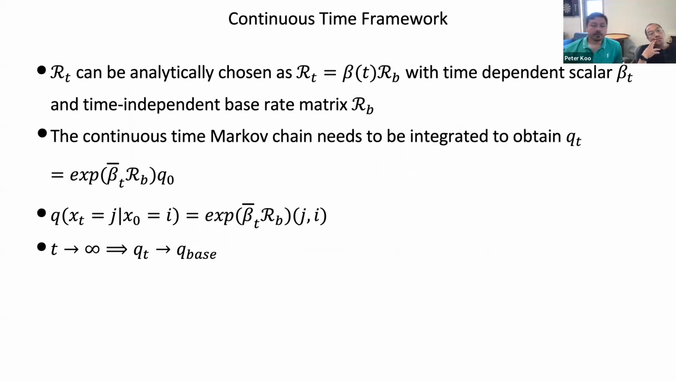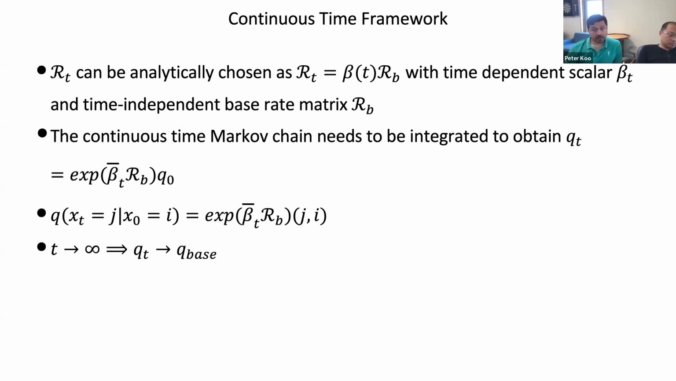So in general, RT can be analytically chosen as RT equal to beta T RB, where beta T is a time-dependent scalar and RB is a time-independent base rate matrix. In this scenario, the continuous time Markov chain needs to be integrated to obtain QT as exponential of beta T bar RB times Q0, where beta T bar is the accumulation of beta T until timestamp T. Specifically, beta is a noise level where beta T bar is the cumulative noise.